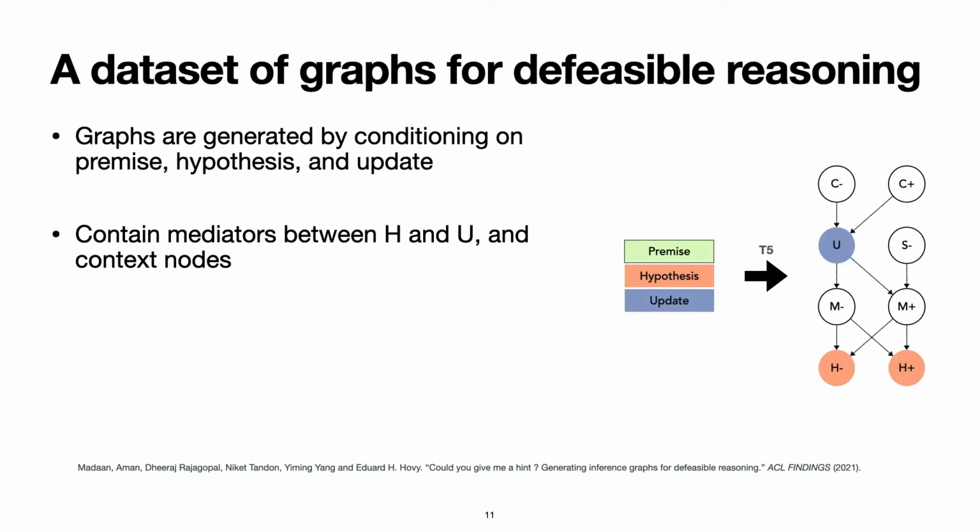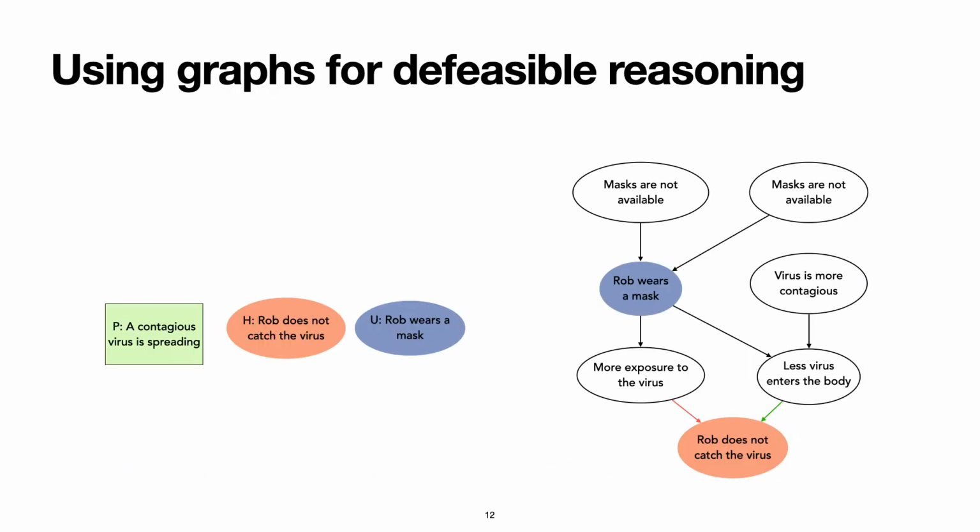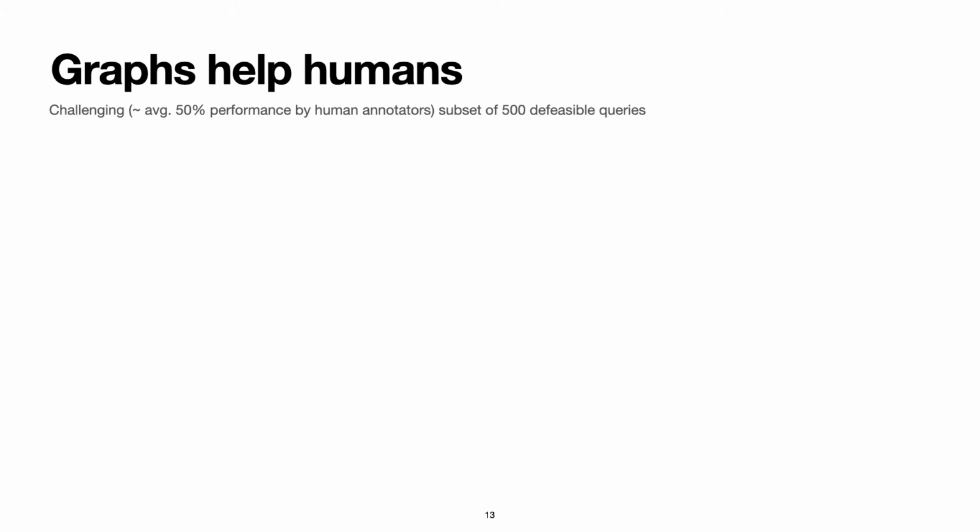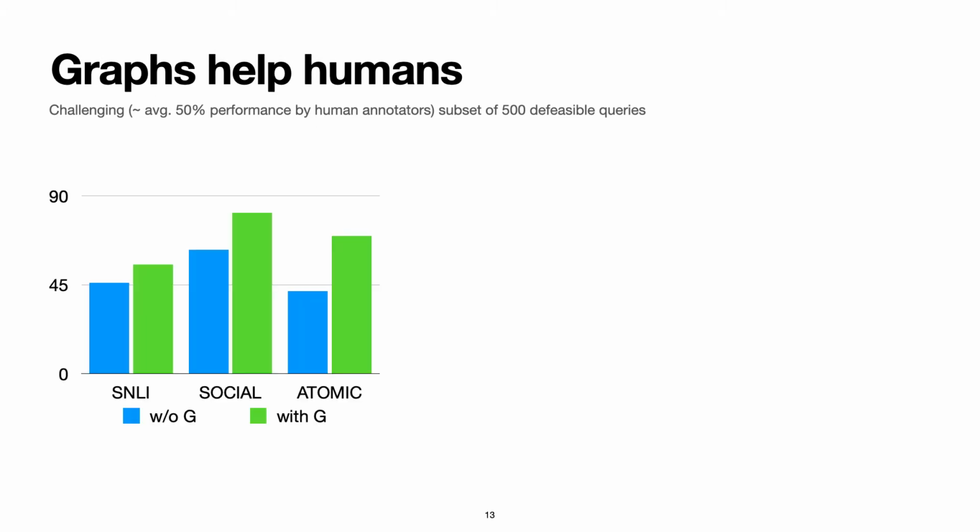In a prior work, we have produced a corpus of such graphs. So we have pairs of defeasible queries and machine-generated graphs that are grounded in the query. So concretely, we have a parallel corpus of defeasible query and graph pairs. And the graphs are grounded in the query, as you can see. In that work, we also found that these graphs help humans at defeasible reasoning. So performance of humans goes up for all three domains, sometimes by a large margin.